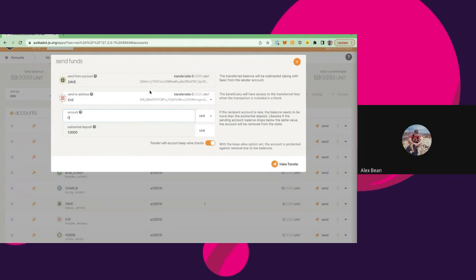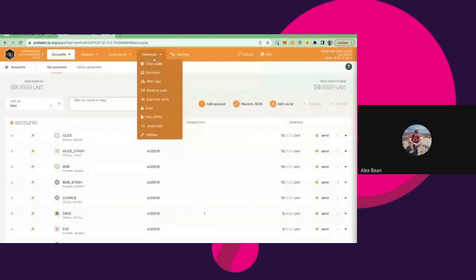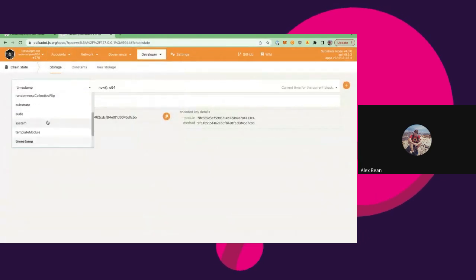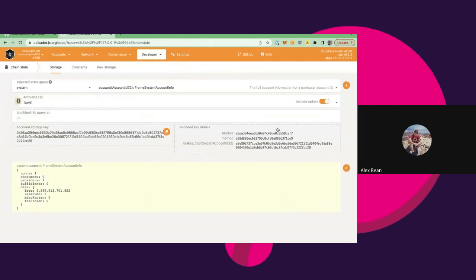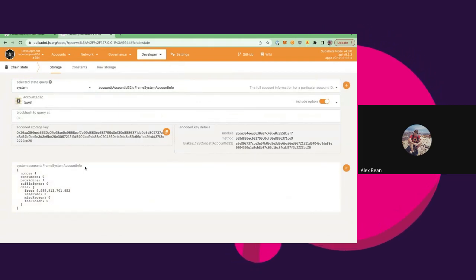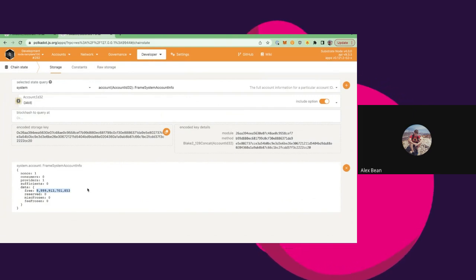Okay, let me open a new tab here so we can do a query in the chain state to check the Dave account. Go to the Dave account and we can see all the information stored in the account info. We can see that his balance is almost 10 units, as we said. It's a bit less because of the fees of that extrinsic that we already tried, and it has some information as well. So it has the consumers set to 1, has the providers set to 1.